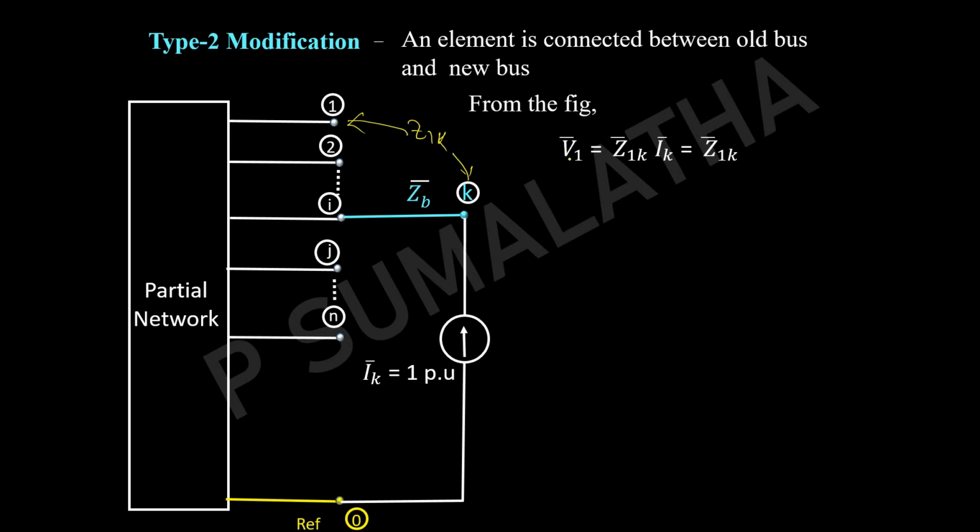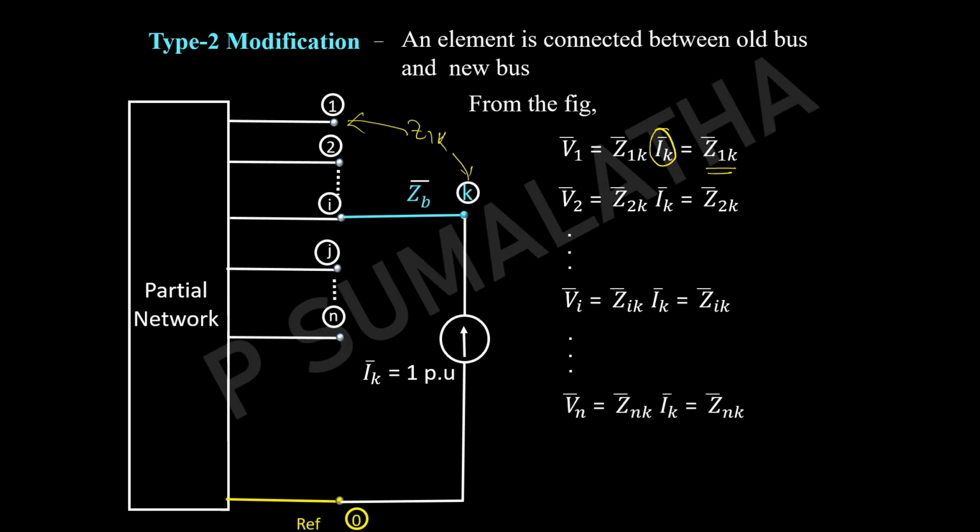So based on that, you can write V1 equal to Z1k into Ik and V2 equal to Z2k into Ik, and we are equating that to Z1k because we know the magnitude of the current that we have injected at the node k is 1 per unit. So similarly, you can write for all the old nodes that exist in the network, and the voltage with respect to the new node is equal to Zkk, which is the self impedance of that network, into the current. So let us consider this set of equations as equation number 2a.